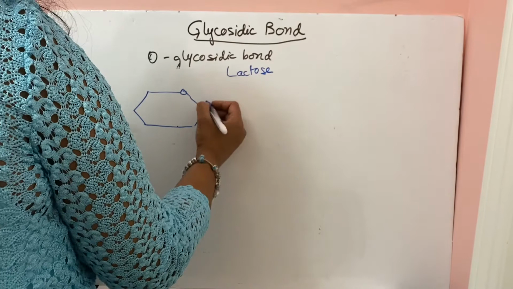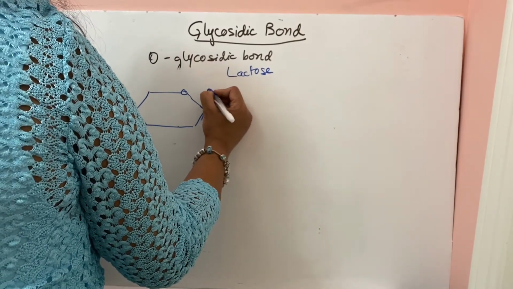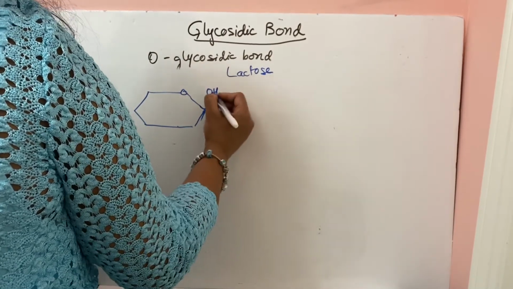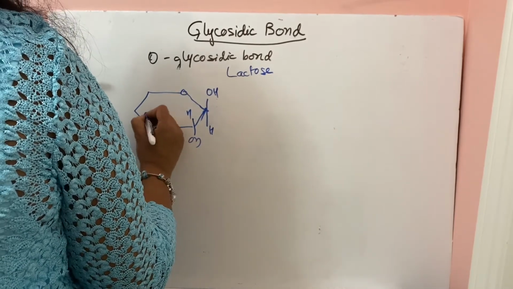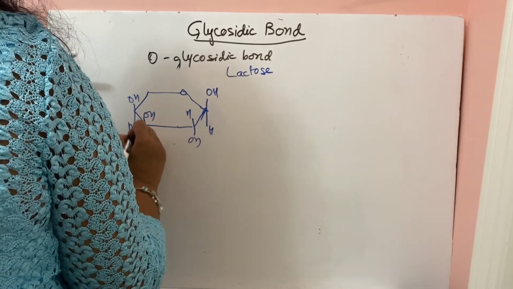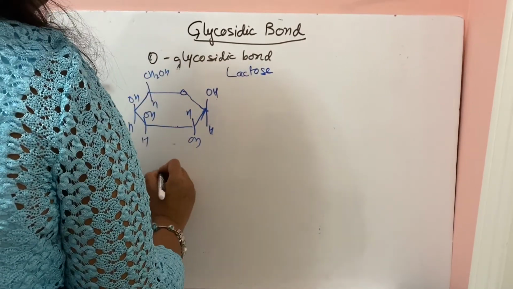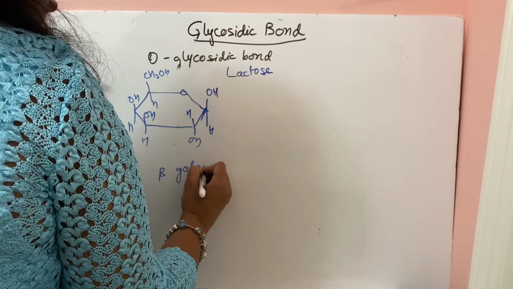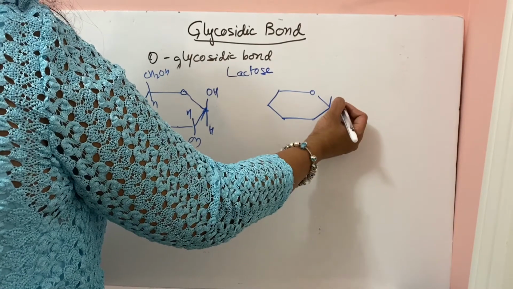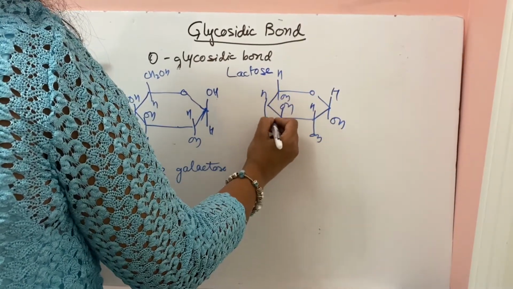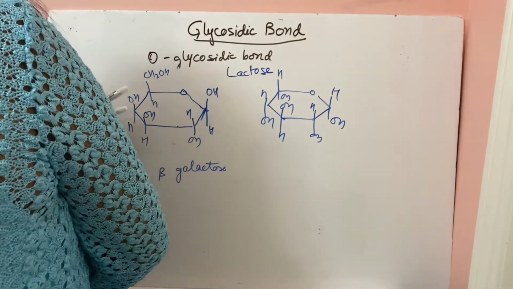So lactose is made up of two sugars, galactose and glucose, and the galactose should be beta galactose. Beta means the hydroxyl group is on the top side, H, OH, and on the third and the fourth carbon, OH is on the top side in the case of galactose. So this is your beta galactose. Glucose can be alpha or beta, it doesn't matter. So in this case, the hydroxyl groups are in different planes.